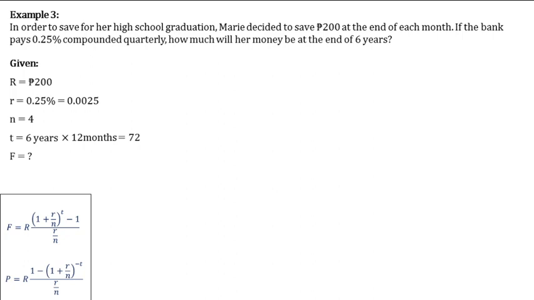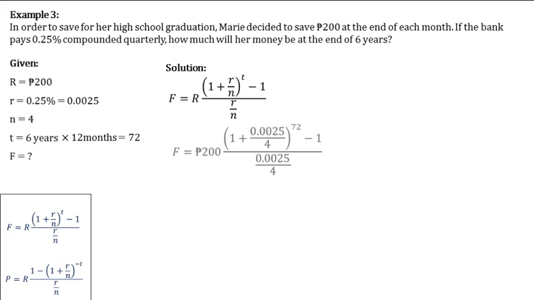So, since we are looking for the future value, let us use the formula for future value of annuity. That is R times 1 plus R over N raised to T minus 1, all over R over N. So, substitute the given values. That is 200 times 1 plus 0.0025 over 4 raised to 72 minus 1, all over 0.0025 over 4.